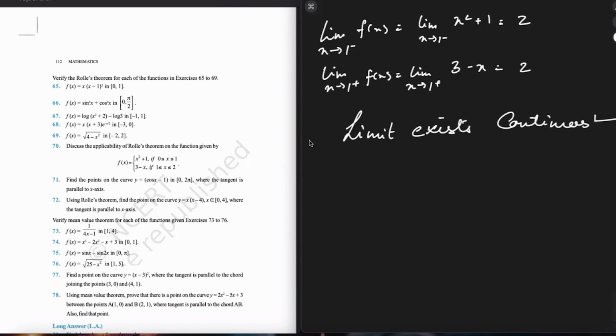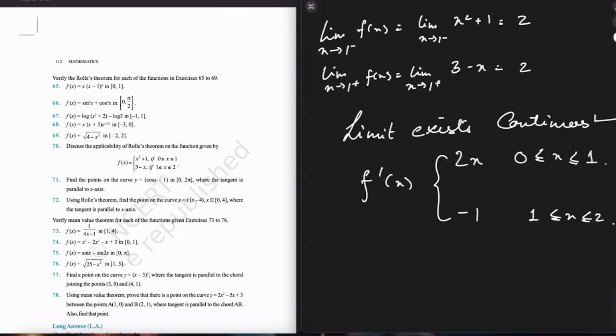अब डिफरेंशिएबल के लिए चेक करना है, तो इसका f dash x निकाल के रख लो. f dash x हो जाएगा 2x for x<1 and -1 for x>1. ठीक है, तो ये भी कंटिन्यूअस फंक्शन है, ये भी तो कंटिन्यूअस, x की कोई बात ही नहीं है.